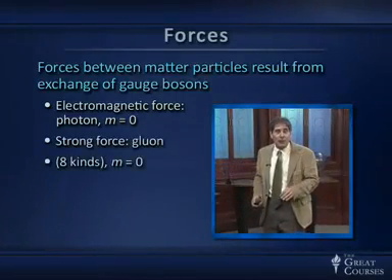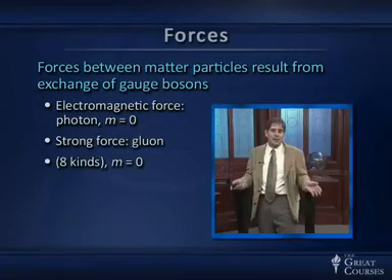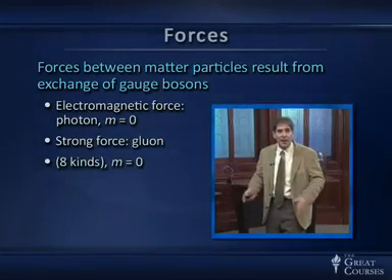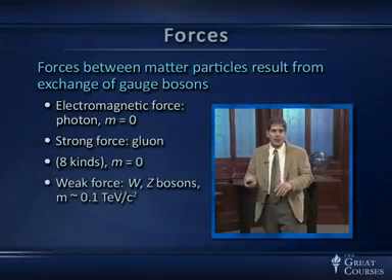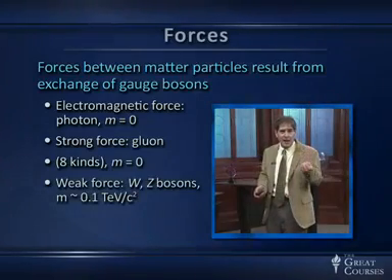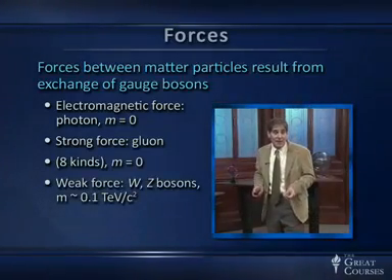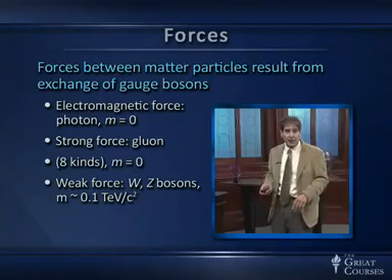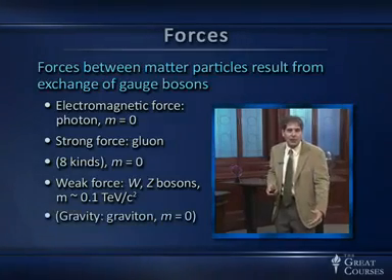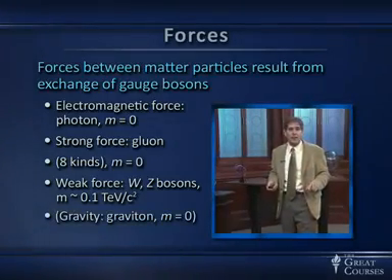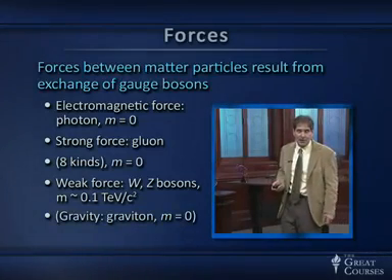In the case of the strong force, the particle is called a gluon. There are 8 kinds. They have zero mass. In the case of the weak force, there are some bosons called the W and Z bosons, and they have mass, and consequently their force is much weaker. And if we could bring gravity into the fold here, it would be described by a particle called the graviton, also a massless gauge boson.